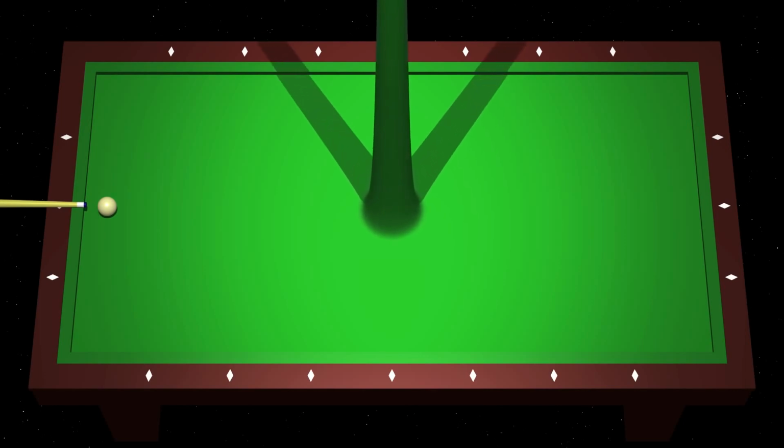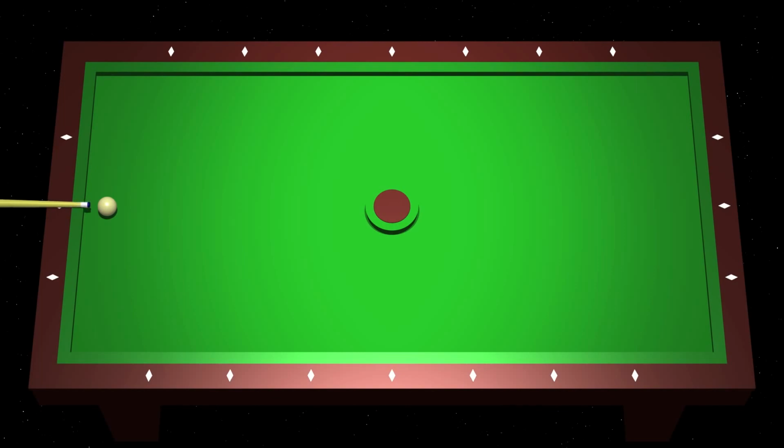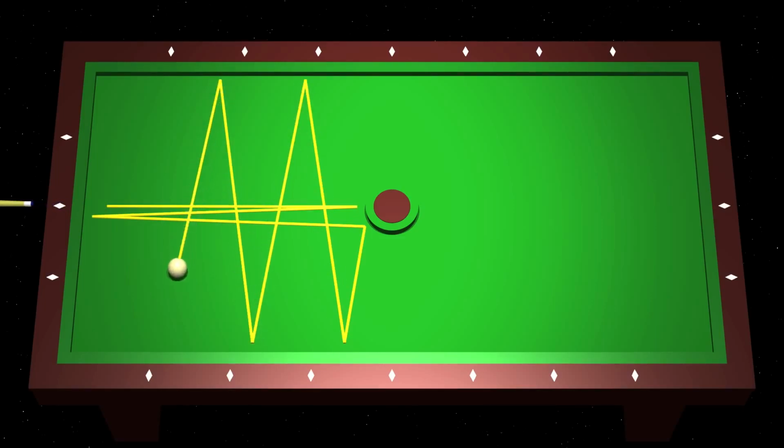Let's add a horn, a circular bumper. Now look at two nearby trajectories. They hit the bumper, and the first goes off in one direction, and the other in a completely different direction. Their futures quickly become very different.